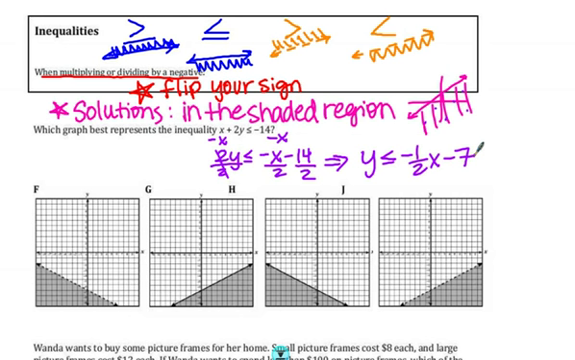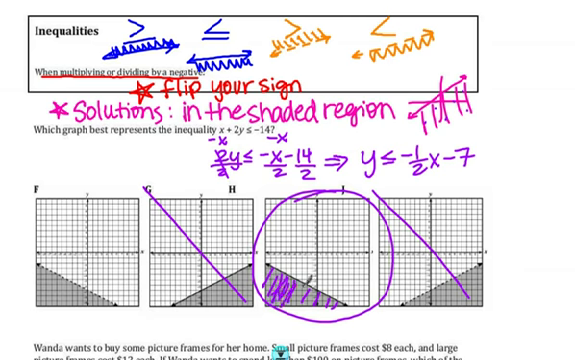Alright, so I have a negative slope, so I can eliminate this one and this one because both of those are positive slope. And is it going to be a solid line or a dashed line? Since it has the equal to sign, that tells me it's going to be a solid line, so J is my answer. And then it's less than, so I will shade below. So I could get any of these solutions in here.